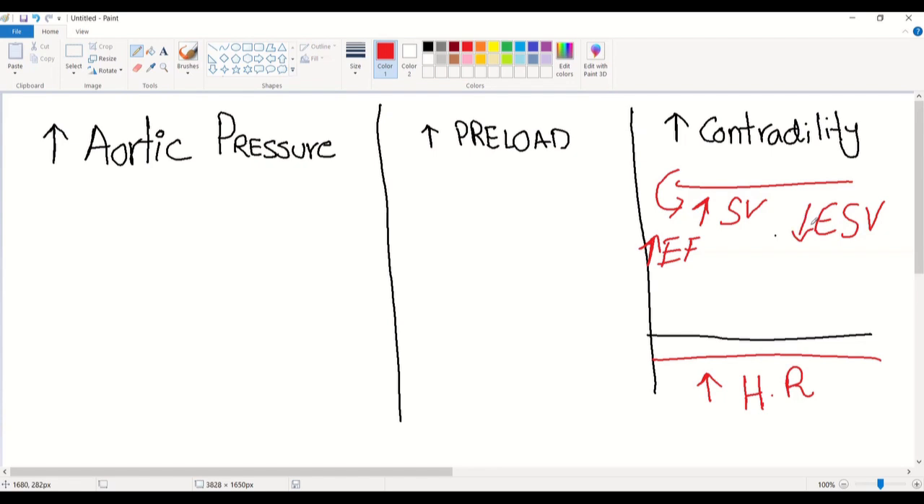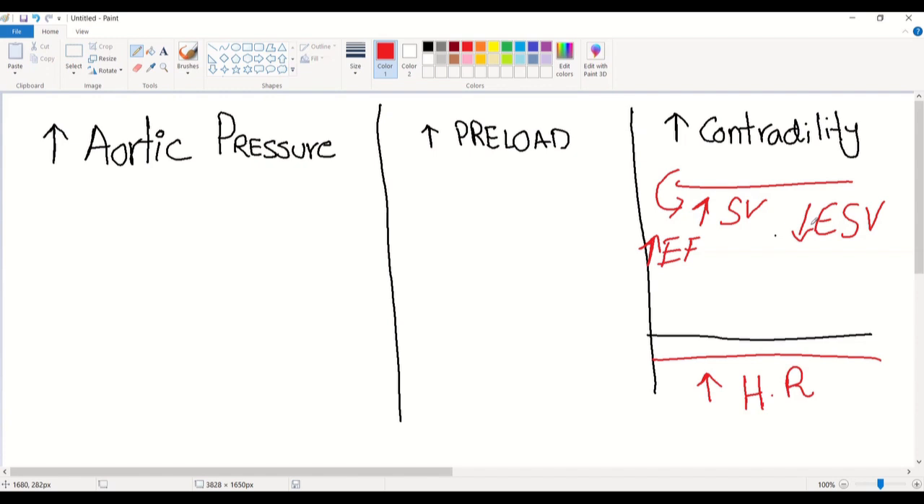So can you name any drug that increases the contractility of the heart? We already discussed some drugs in the previous session. Digoxin, sympathomimetics. Yes, there are a lot of drugs. We discussed these drugs in the previous session as well.